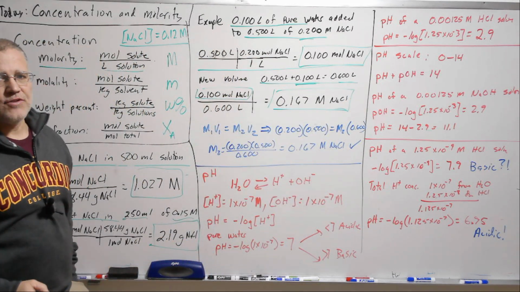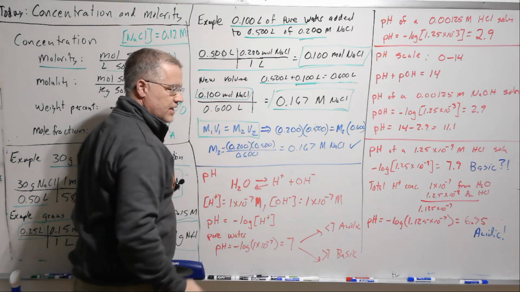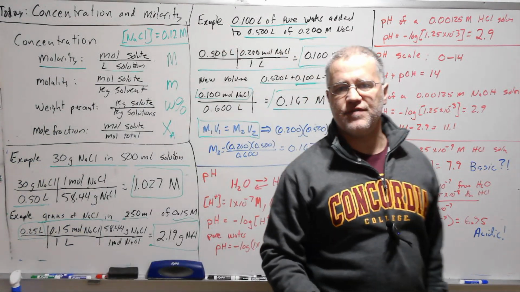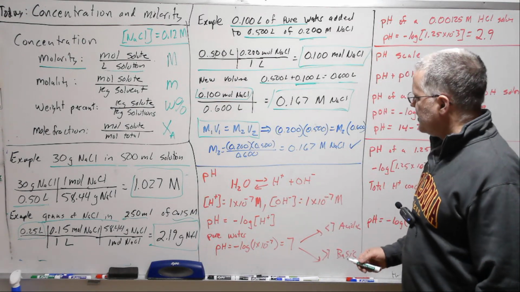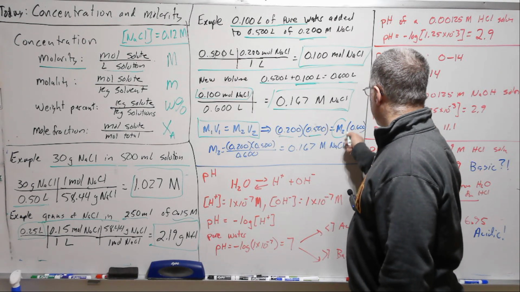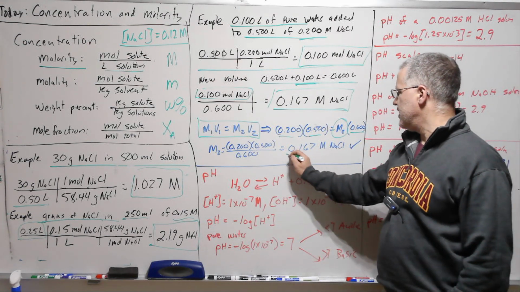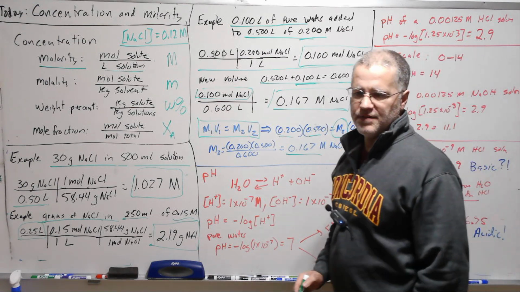Okay. Now, there's a shortcut that's very handy in the laboratory, and that is M1V1 equals M2V2. And so we know everything except the new molarity. And so we can quickly do that calculation, and we get the same value.